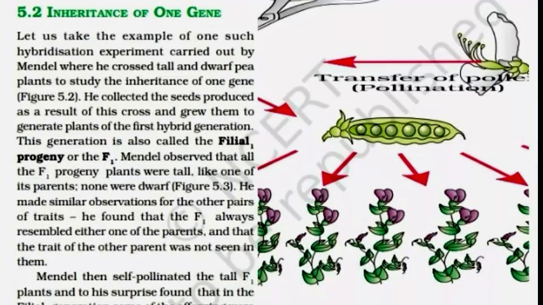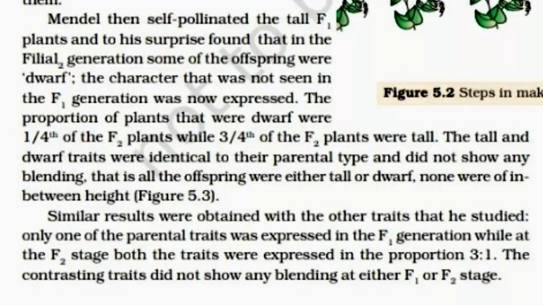Mendel observed that all the F1 progeny plants were tall like one of their parents. None were dwarf. He made similar observations for the other pairs of traits. He found that F1 always resembled either one of the parents and that the trait of the other parent was not seen in them. Mendel then self-pollinated the tall F1 plants and, to his surprise, found that in the filial 2 generation some of the offspring were dwarf.